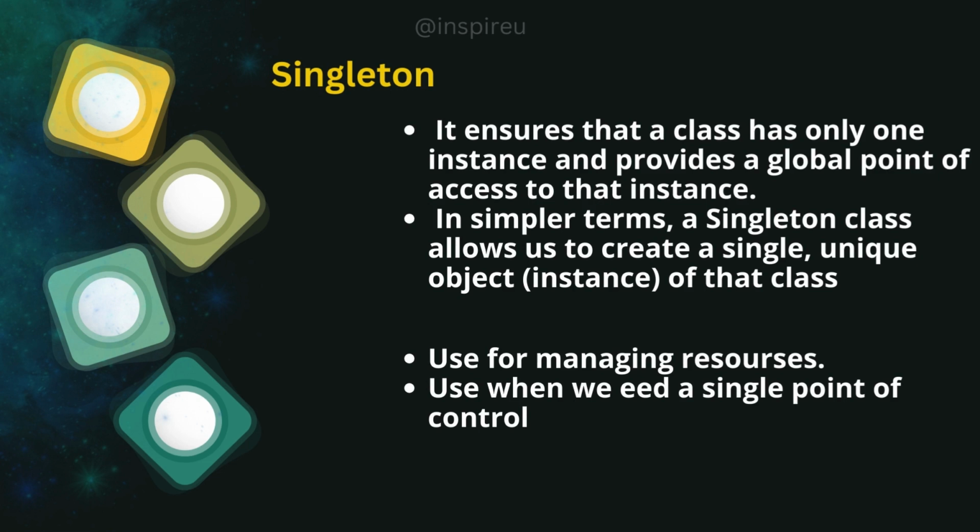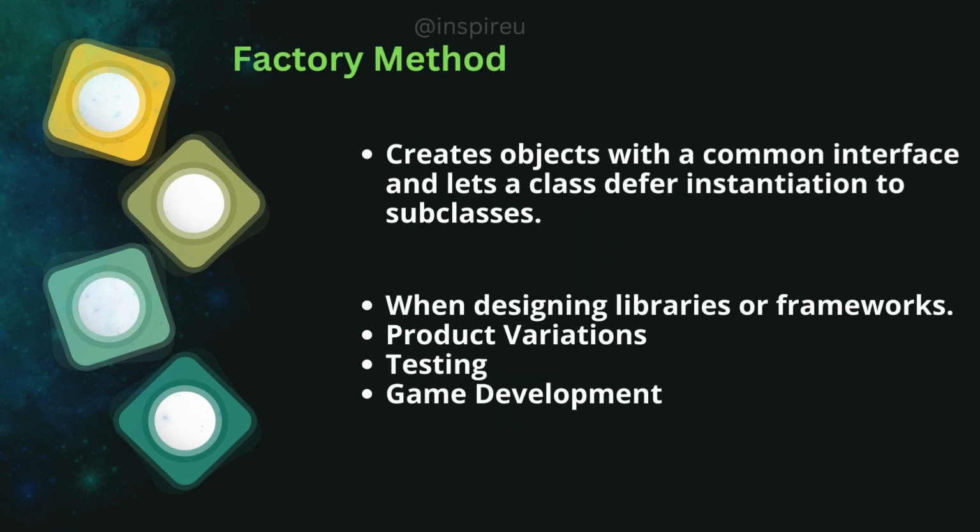that instance. In simpler terms, a singleton class allows us to create a single, unique object instance of that class. Singletons are commonly used for managing resources that should be shared across an application, such as configuration settings, database connections, or caching mechanisms. They are also useful when we need a single point of control for actions, such as logging, where you want to maintain a consistent log across your application. So these types of use cases can be mentioned under the singleton design pattern.